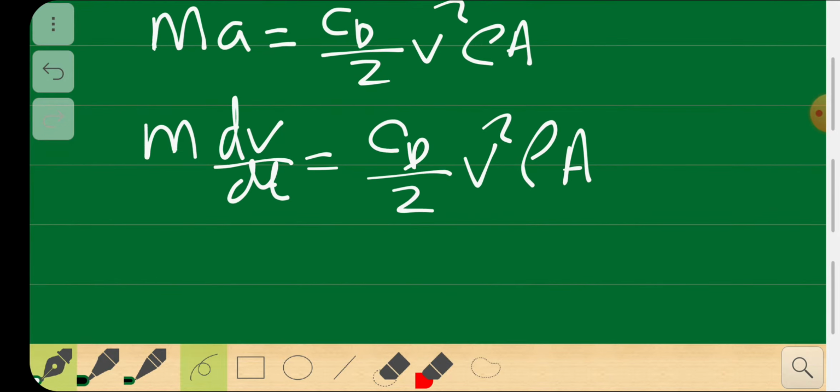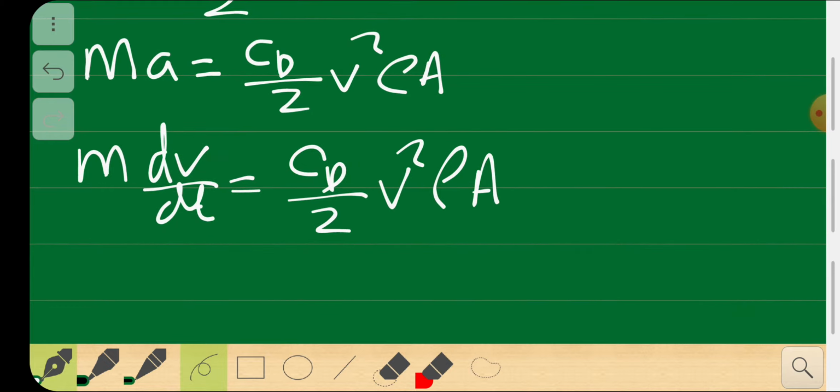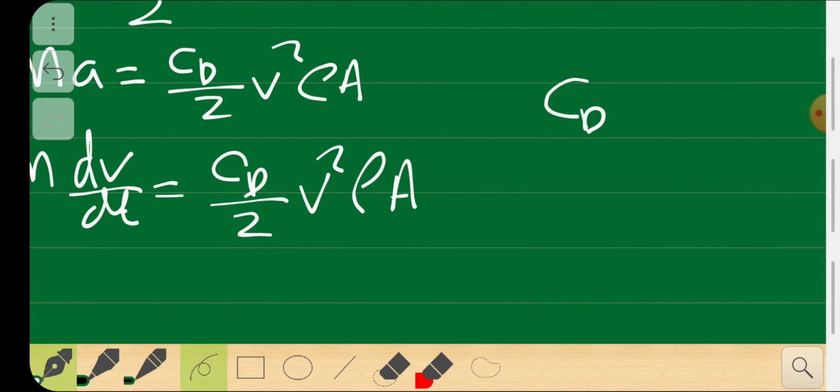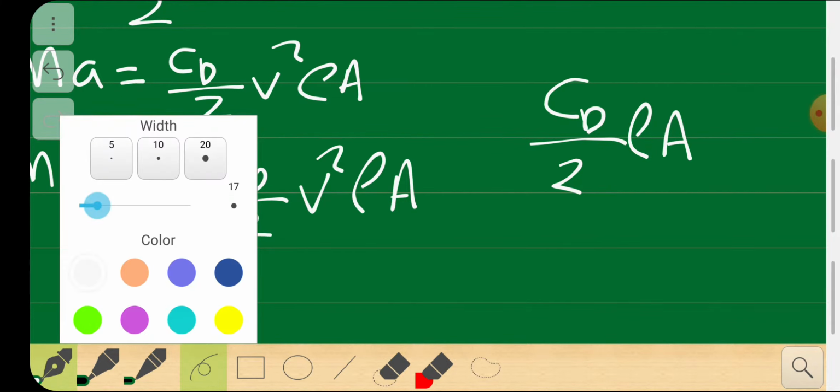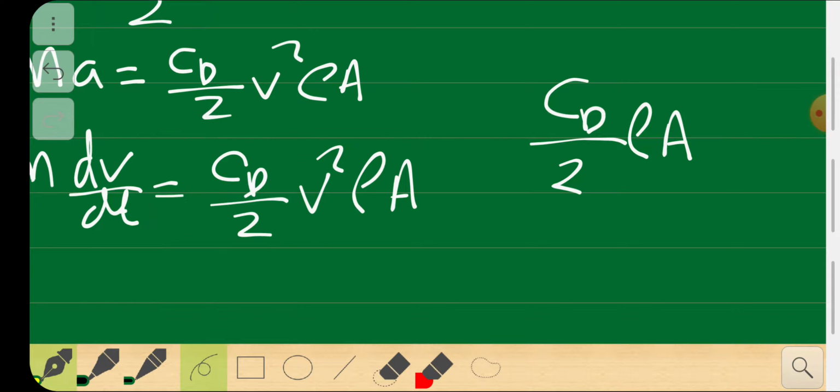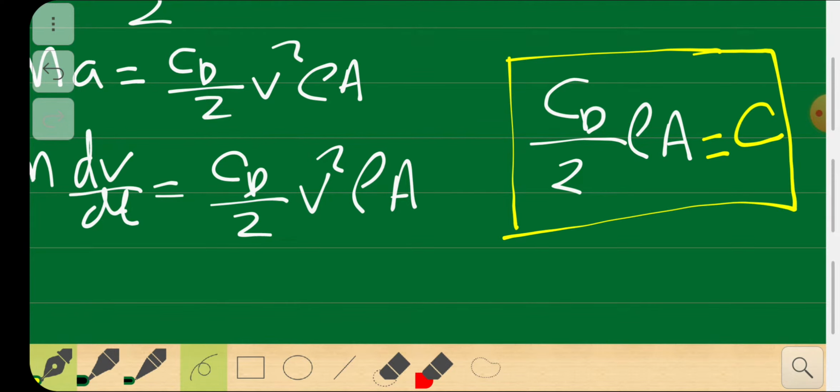Okay, so now I can separate the variables here, and let's simplify this. Okay, let's do some simplification. I don't need to always write this whole thing. So I'm going to call Cd by 2 rho A, these are the constants here, right? V is not a constant, V square is not a constant, but all other things are constant. So I'm going to call this a big constant C.